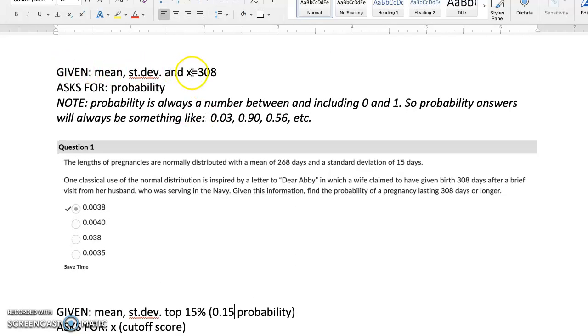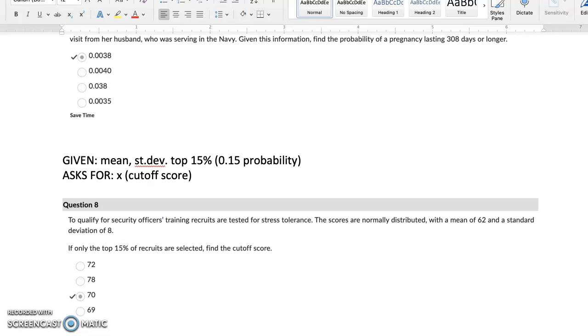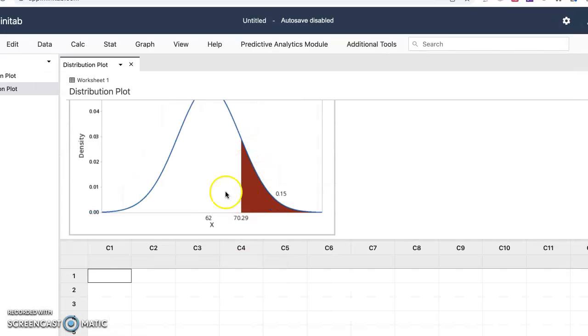Always look at what you're given. If you're given a number, you're asked for probability. And if you're given a percent or a probability, you might be asked for the score that matches that. And again, when you come back here, the probabilities are listed up on the top, whether it's lower or upper. There's your 0.15, and then your X values. So your mean was 62, and you have to score 70 or more to be in the top 15%. So hopefully that helps you understand more about the normal distribution.